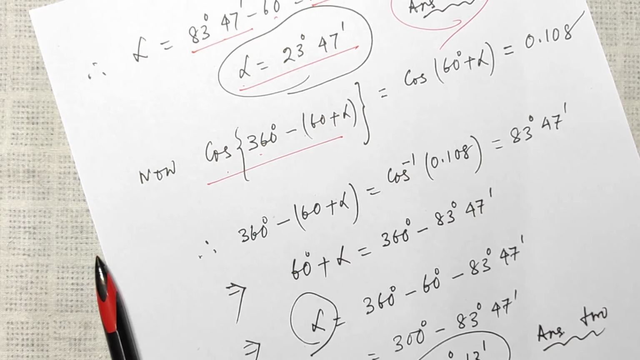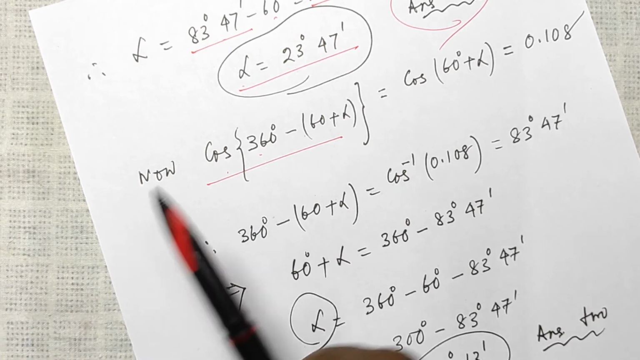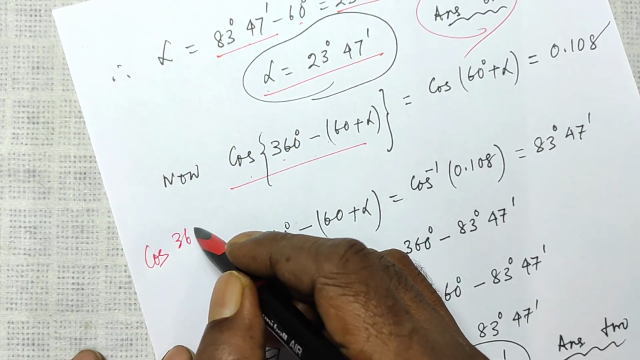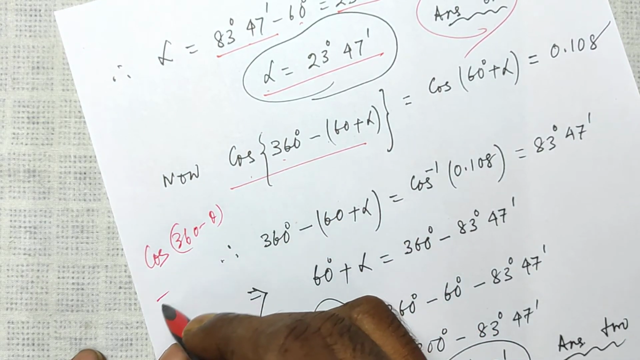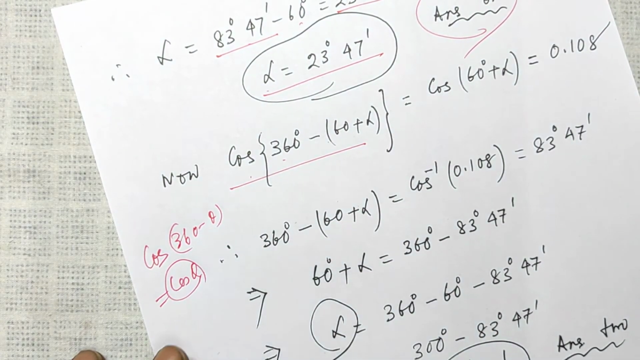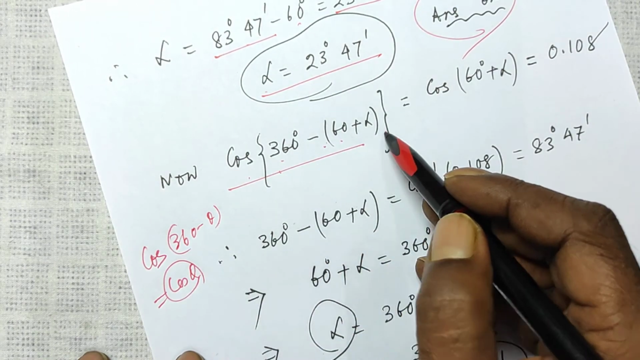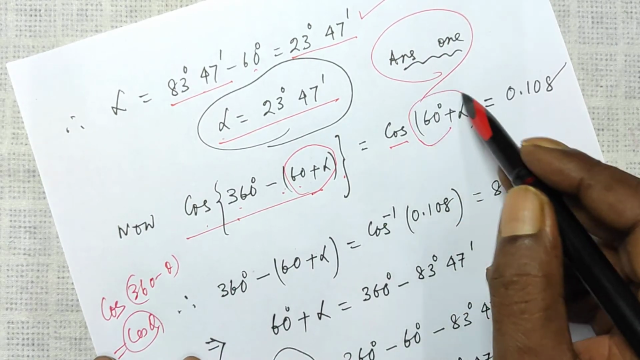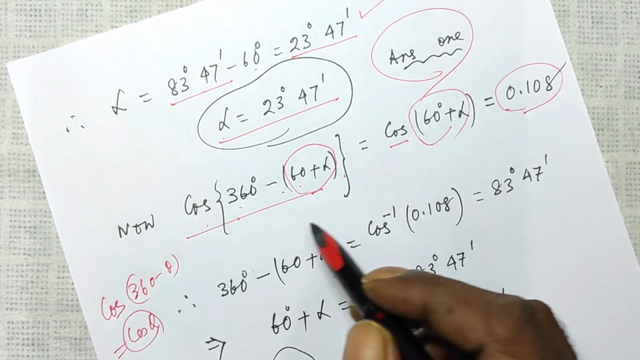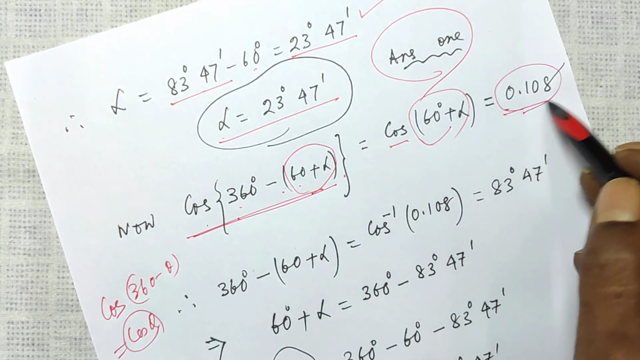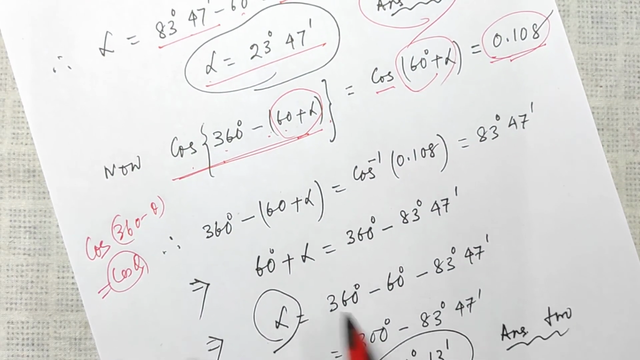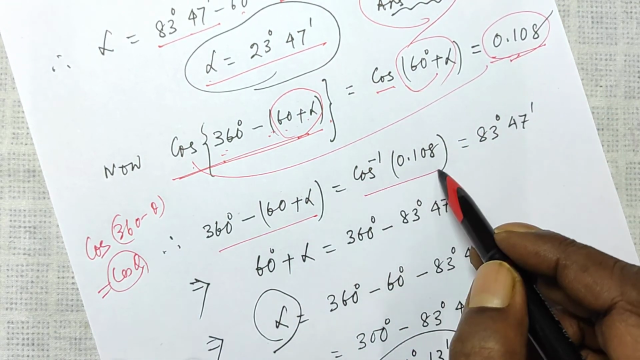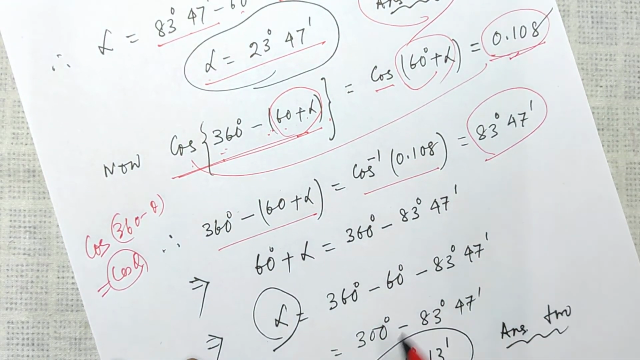That is a formula: cos of 360 minus theta is the same thing as cos theta. So cos 360 minus 60 plus alpha, if you consider this as theta, that is cos theta. And this is how much? This will be calculated. So cos of this angle is equal to this much. Therefore 360 minus 60 plus alpha is cos inverse of this. Cos inverse of this was calculated previously.